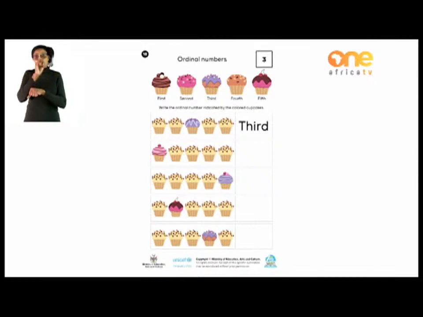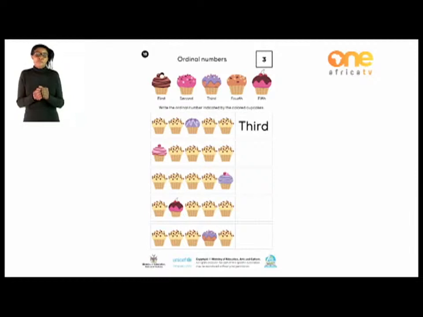Let's go over to the next row. We have four cream cupcakes and one blue one at the end. So where is the blue cupcake situated? First, second, third, fourth, or fifth? Fill in the correct word in the block. And so you will do the next two rows as well.